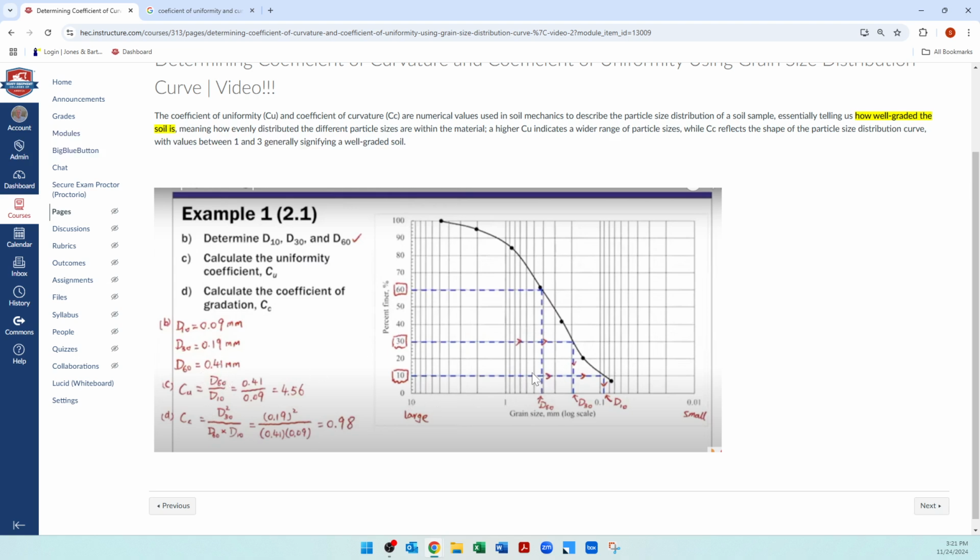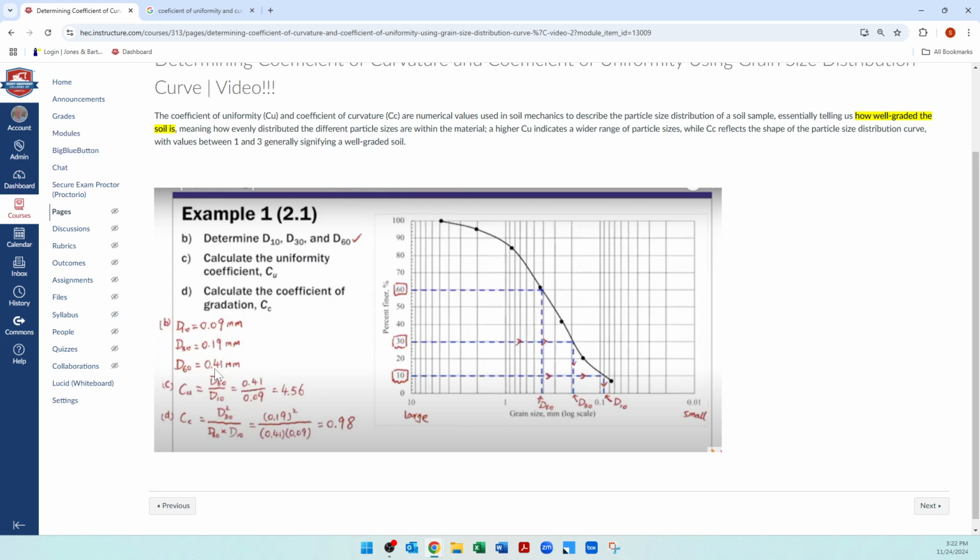Let me see. Where is the 10? I had them. There is the D10. So the D10 is 0.09 millimeter. We did that a while ago. And the D30 is 0.19 millimeter. So that would be 0.2. So that's 0.1, 0.2. So there's the 30, and that's 0.19 millimeter.